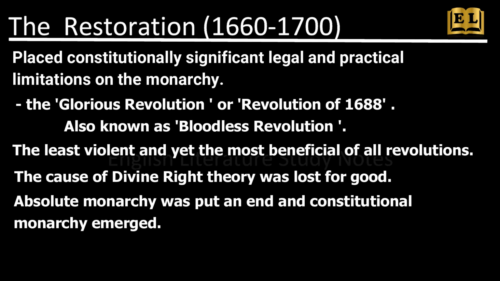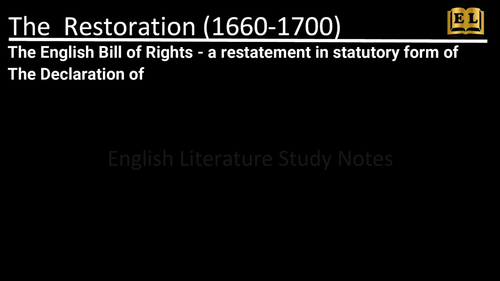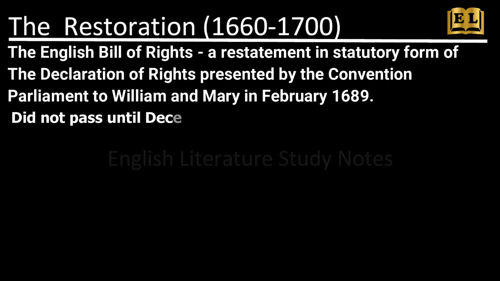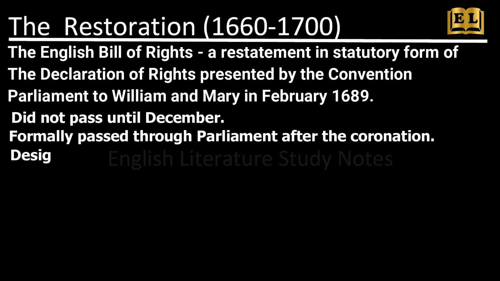Before William and Mary could be proclaimed king and queen, Parliament proposed a Declaration of Rights and presented it to them. The English Bill of Rights was a restatement in statutory form of the Declaration of Rights presented by the Convention Parliament to William and Mary in February 1689. The bill did not pass until December. It was formally passed through Parliament after the coronation. It was designed to control the power of kings and queens.